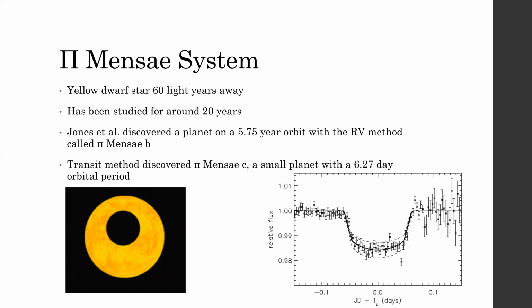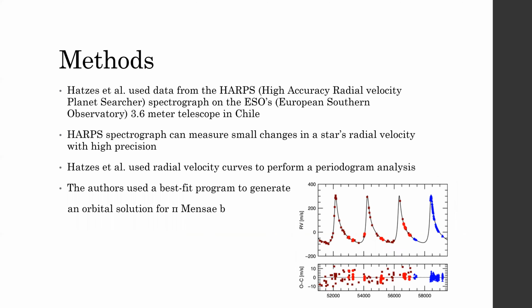And this is the system that Hatzes and his team were studying. So what they did was they used data from the High Accuracy Radial Velocity Planet Searcher spectrograph, known as HARPS for short. And this is a spectrograph on the European Southern Observatory's 3.6 meter telescope in Chile.